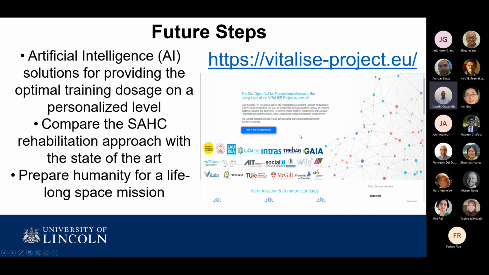So the next stage is to apply artificial intelligence solutions in order to investigate the optimal training dosage for each one of us. Again, there are gender differences, and there seem to be differences associated with our body characteristics: height, weight, and age.